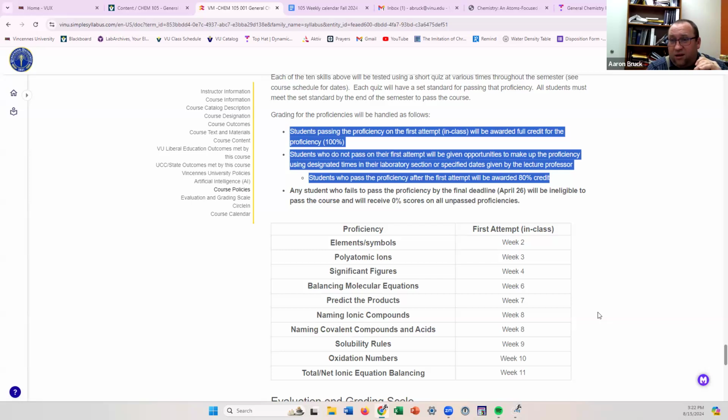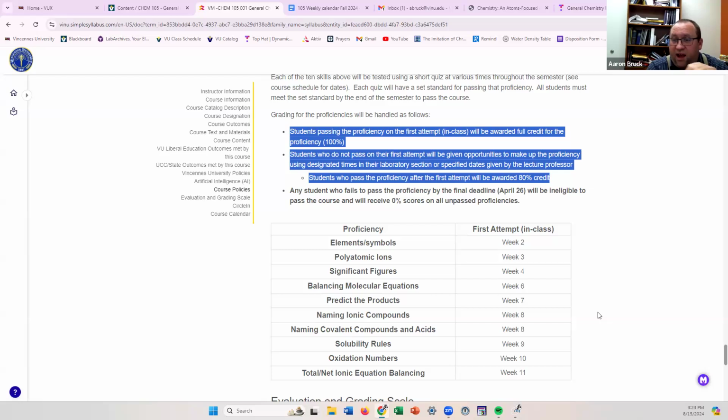On the other hand, if you don't pass it the first time, you still have to pass it. Like I said, you cannot pass the course without passing all 10 proficiencies. So when do you get the next opportunity? Pretty much whenever you want. In your lab, there is designated time for working on those. If you come to office hours or to the learning lab here in Updike Hall, you can get opportunities to work on those as well. The general rule of thumb is that you can attempt any one proficiency once a day. So you can keep working on it until you get it done.